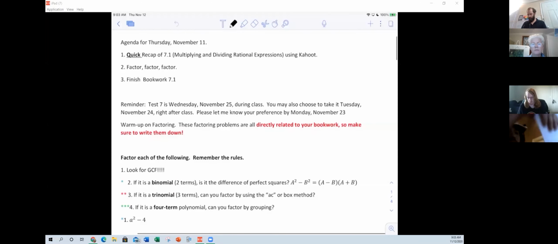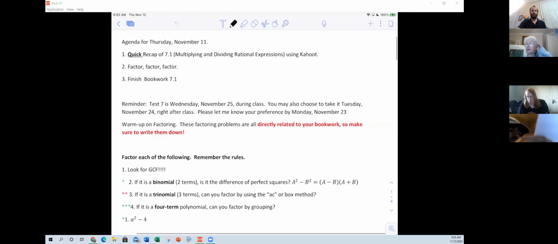So today is really pretty easy as far as new material goes. There's going to be a lot of factoring, which we'll do. And then tomorrow we'll be doing adding and subtracting rational expressions, which is a little bit more complicated, but still not too bad. So today we're going to do a real quick little 4-problem Kahoot.